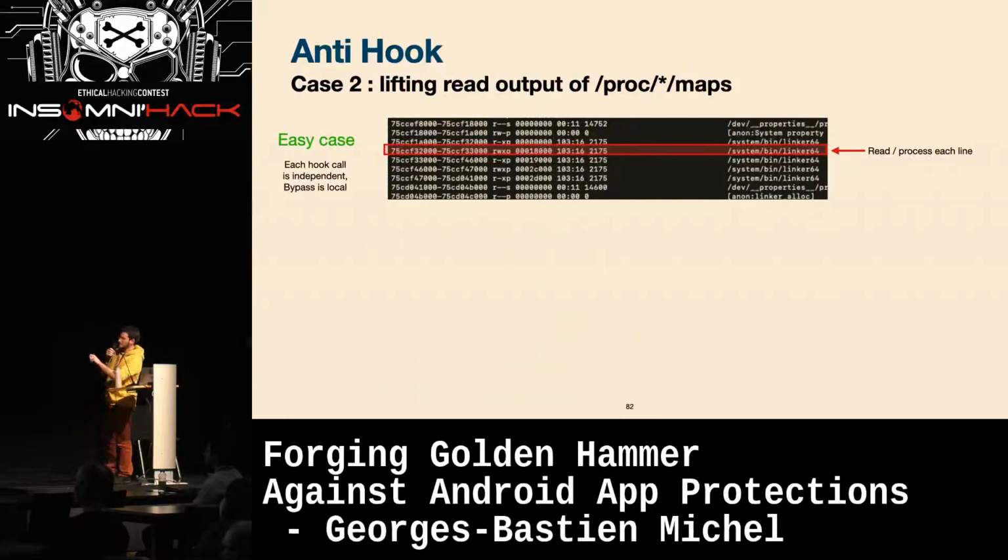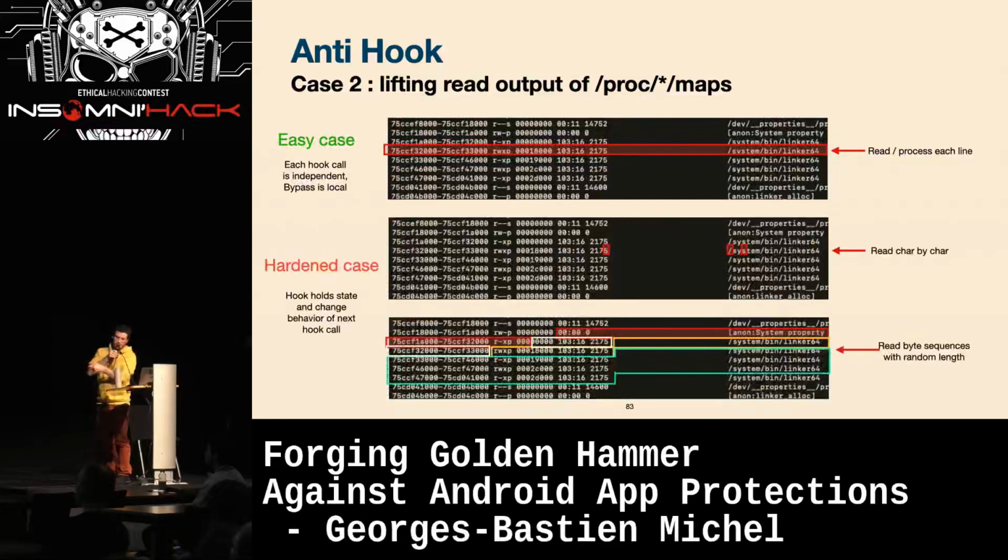So this one works fine, but it is too specific to the protection tools. I think it is better to filter the proc self maps contents when the SVC read is done, but the application does not use line by line read. Most applications read byte by byte, so it is harder to hook. Or sometimes the application performs a read with a random length.